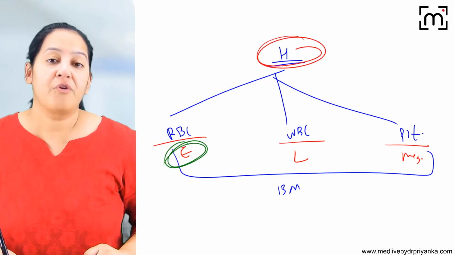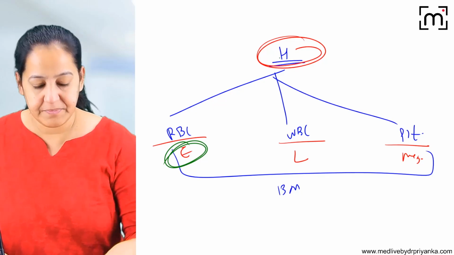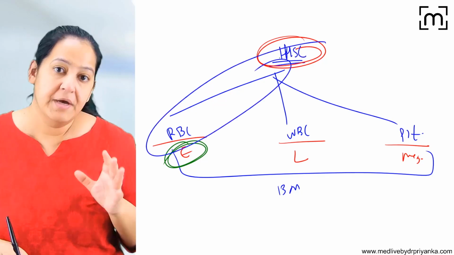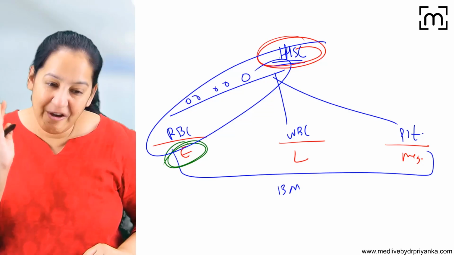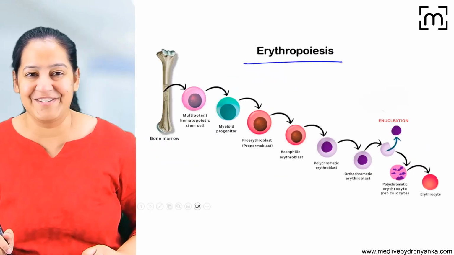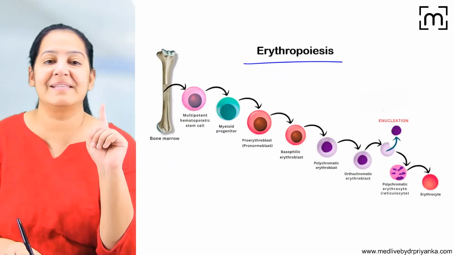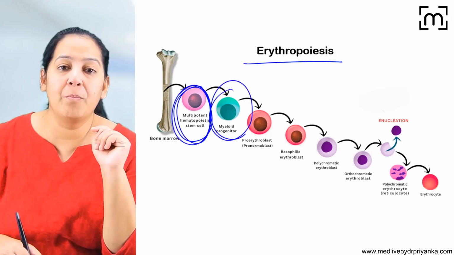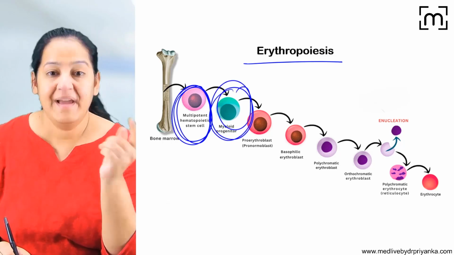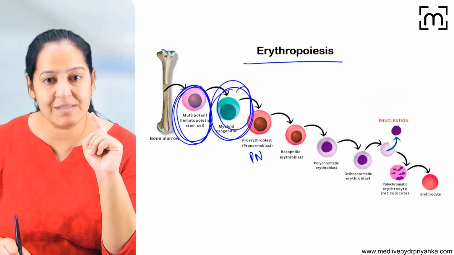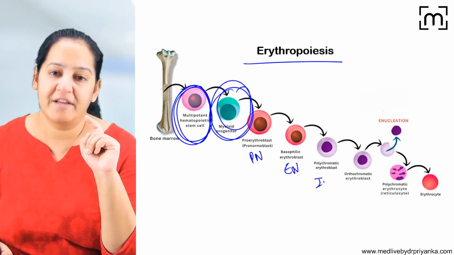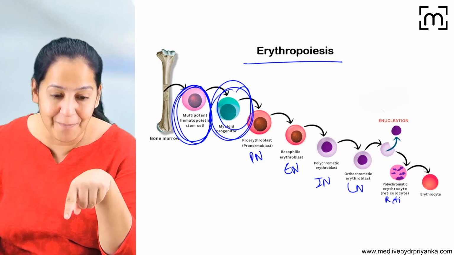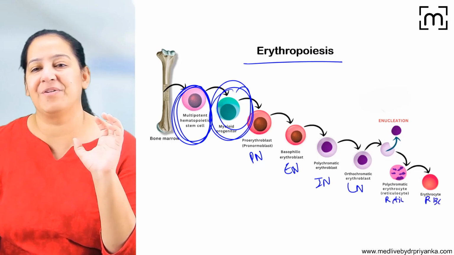So let me tell you, the first cell is hematopoietic stem cell. From that, ultimately RBC, how does it form? There are various precursors in between. You have to learn the precursors. These are the precursors in front of you. As I told you, the first cell is always hematopoietic stem cell. It is giving rise to myeloblast or myeloid stem cell. It is giving rise to pronormoblast, then early normoblast, intermediate normoblast, late normoblast, then reticulocyte, that is my topic right now, and finally RBC or erythrocyte.